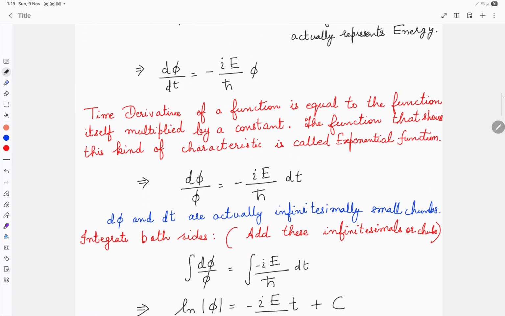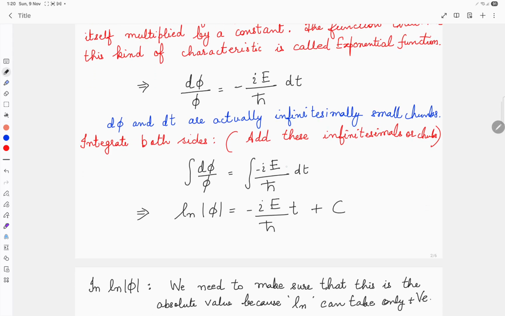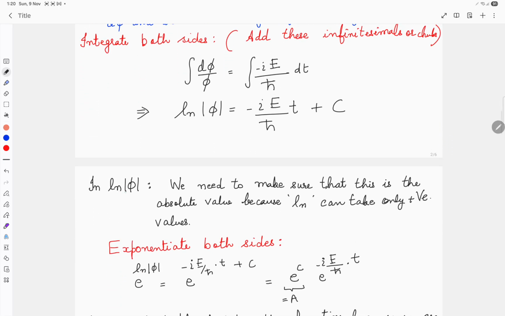So therefore, let me modify this a bit: d phi by phi is minus iota capital E divided by h cross into dt. If we integrate both sides, because this is all constant, this will give me t with the solution plus a constant term, and this 1 over phi integral will give me log of mod of phi. Now in this log of mod of phi, we need to make sure that this is the absolute value, because log can take only positive values. So that's why this mod function has come here.